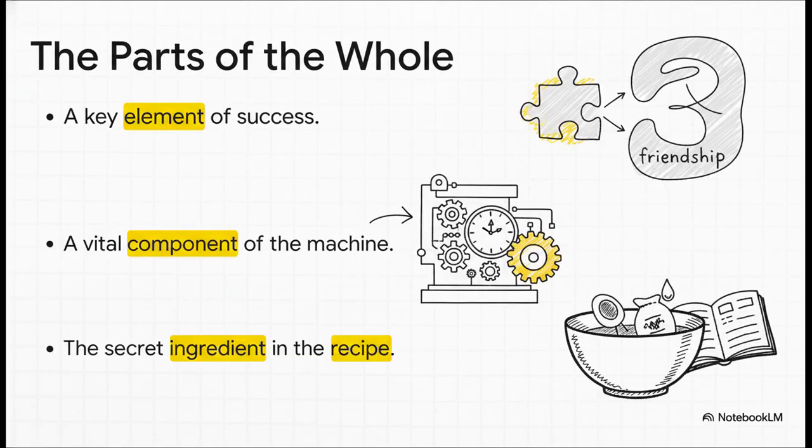So after you have the bones, you need to know what it's made of, right? The parts of the whole. An element is usually a fundamental, maybe abstract part. For example, trust is a key element of any relationship. A component, on the other hand, is usually a physical or technical part of a bigger system, like a component in a car engine. And then there's ingredient, which we use for food, of course, but we can also use it metaphorically, like hard work is the secret ingredient to success.